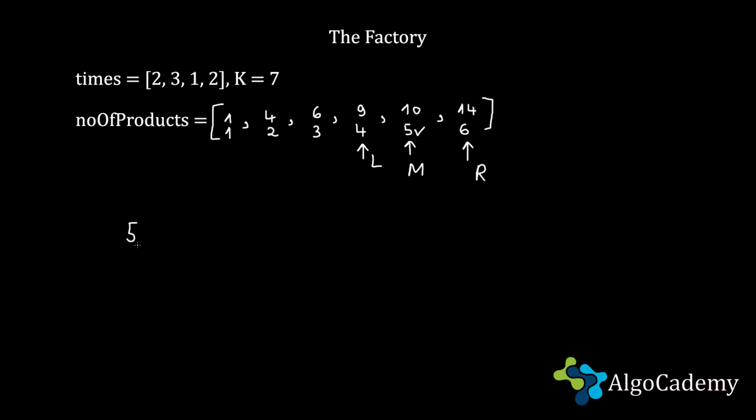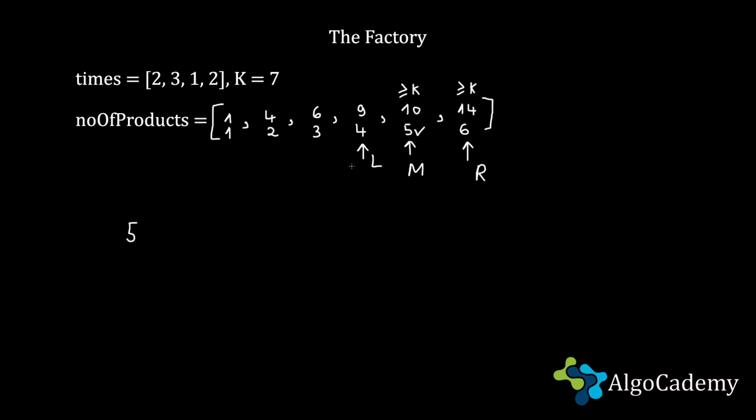Where would I look? Well, if I know that number of products of 5 is greater than or equal to k, and because the function is increasing, obviously I know that each and every value on its right is going to be also greater than or equal to k. So I know that each and every amount of time which is greater than 5 will also be valid.